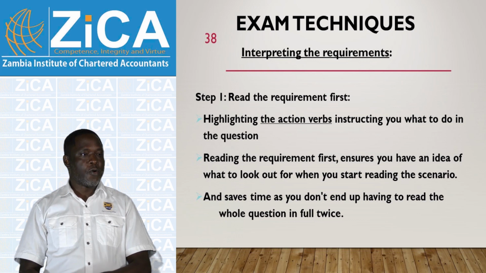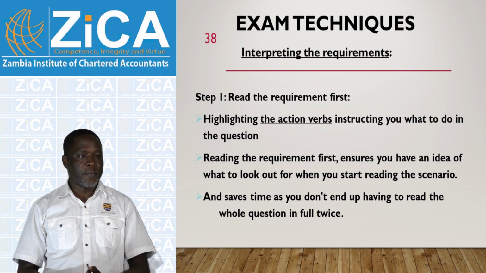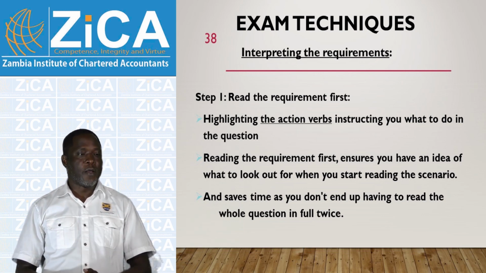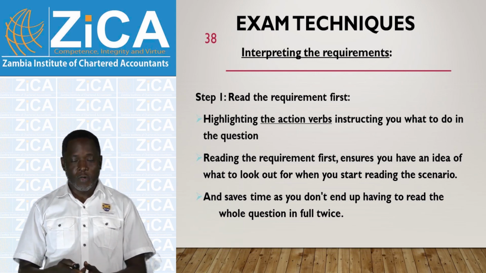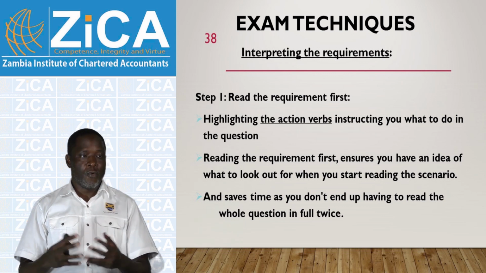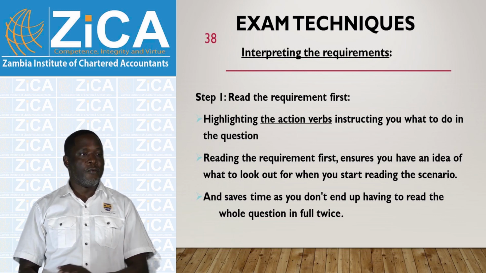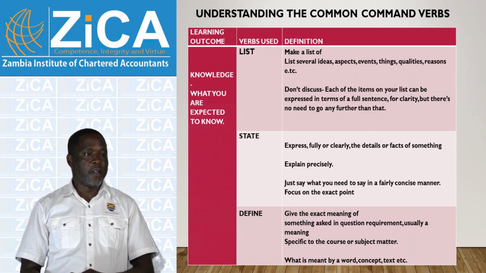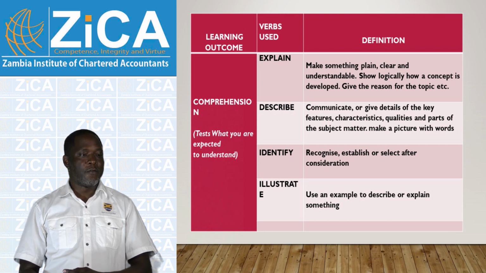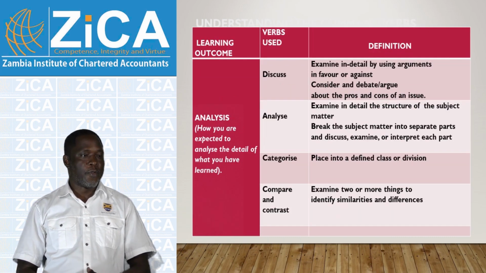So time allocation always gives you an indication of how much you should spend on a particular question or part of it. It is also important that you know the meaning of the different verbs which are used in the examination, because those are the verbs which are commanding you or instructing you on what to do in a particular question. If you misunderstand the question requirement, it means even the answer you are going to produce will be an answer which the examiner did not request. So you need to know the meaning of the verbs which are used in these examinations, such as list, state, define, explain, describe, identify, illustrate, compute, prepare, apply, and so on and so forth.